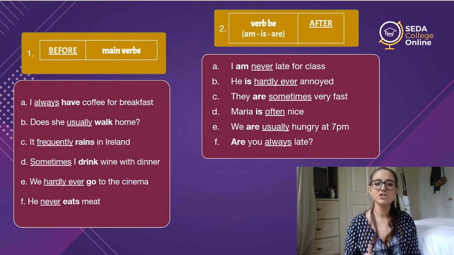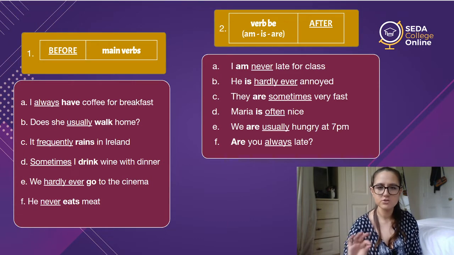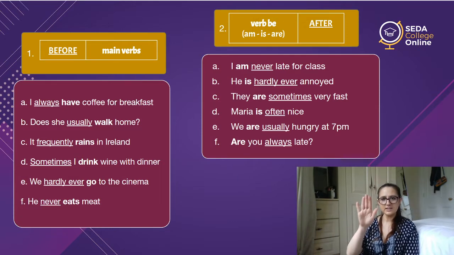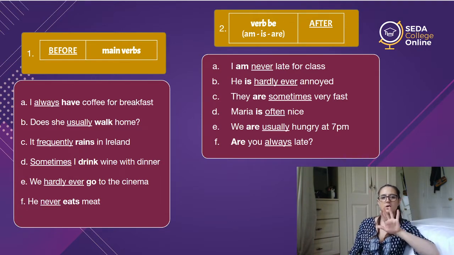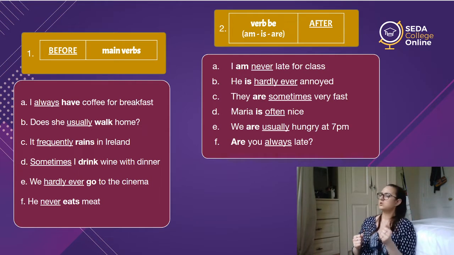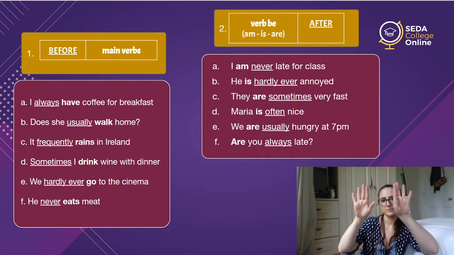B, does she usually walk home? Remember, home is not "to home", it's just home, no preposition. So does she usually walk? Walk is our main verb. She goes walking home. So: adverb, main verb.